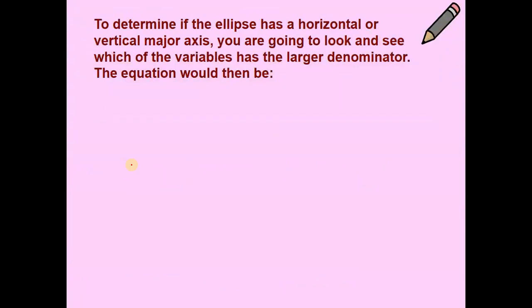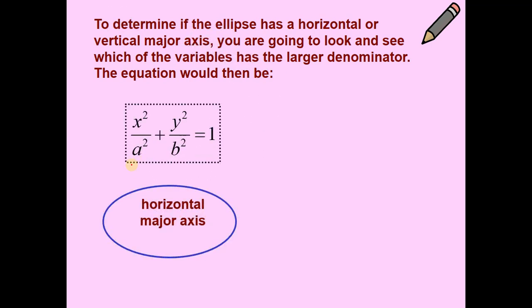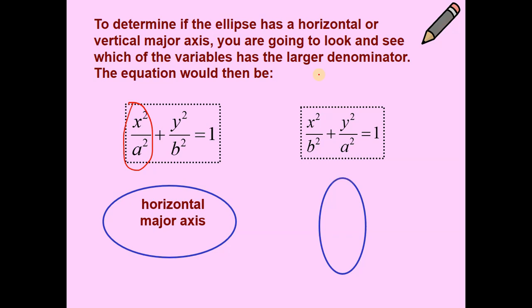So, to determine if your ellipse has a horizontal or a vertical major axis. So, basically, is it going to be an up and down ellipse or a left and right ellipse? You're going to see which of the variables has a larger denominator. If my equation would be x squared over a squared, because remember, a is bigger than b, I would have a horizontal major axis. Notice x squared would have a larger denominator, so that tells me my x has to be bigger. If a is under my y, that would tell me I have a vertical major axis. Notice if a is under the y, so that would mean my up and down is bigger.